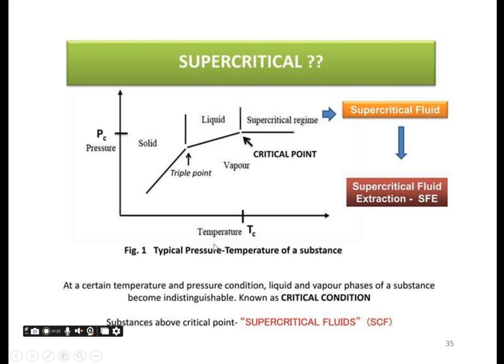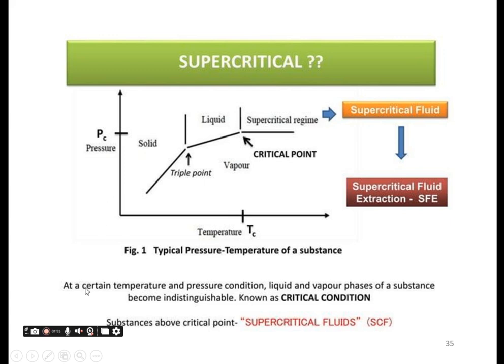So here is the phase diagram, with temperature on the x-axis and pressure on the y-axis. Here are the solid phase, vapor phase, and liquid phase. These exist if the temperature and pressure are under control. This is the triple point, and this is the critical point. Above the critical point, there is the supercritical region. If we increase the temperature as well as the pressure, then it behaves like a supercritical fluid.